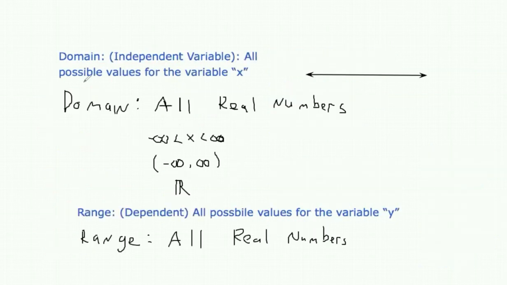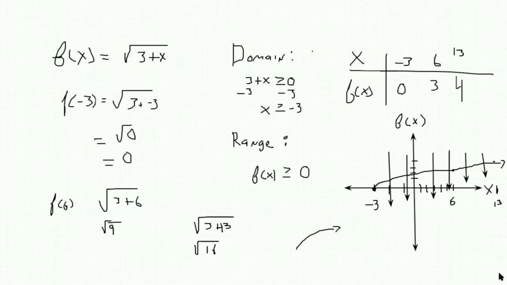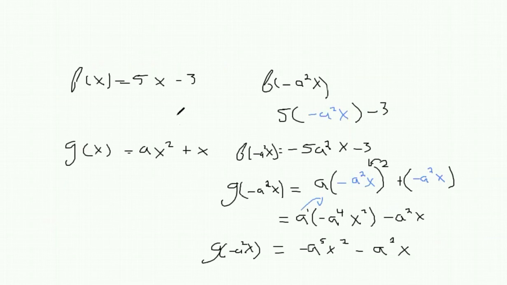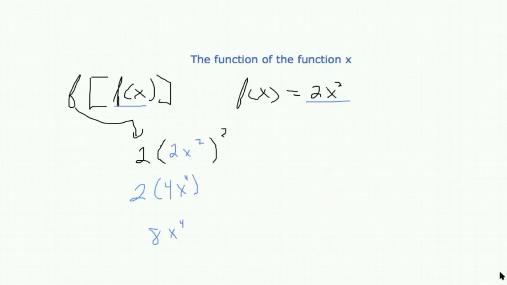Domain is all possible values of what goes in. Range is all possible values of what comes out. All right, and then we did some domain problems. When we know something is inside the function, we just substitute it in and solve for it. All right, and then we did the function of x.